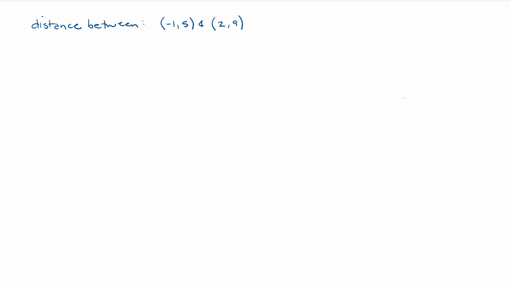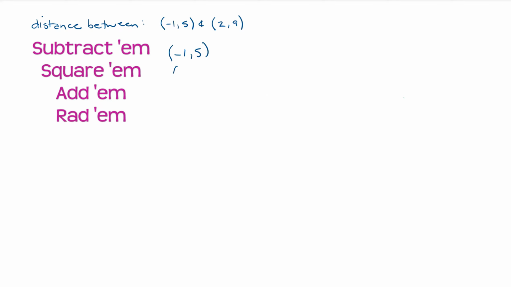Hi there. Let's start off by finding the distance between the points (-1, 5) and (2, 9). My way to find distance is what I call subtractum, squarum, addum, raddum. So I start with the points stacked up, and I'm going to subtract them. So -1 minus 2 makes -3, 5 minus 9 makes -4.